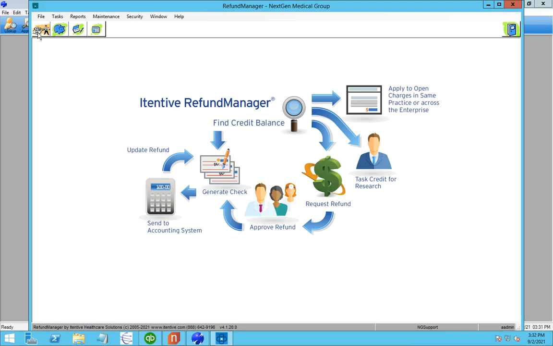And then the last option is being able to task out that line item credit, and often that's used in the case of further research being needed. Maybe it's an account or encounter that's just a complete mess with all kinds of odd adjustments.